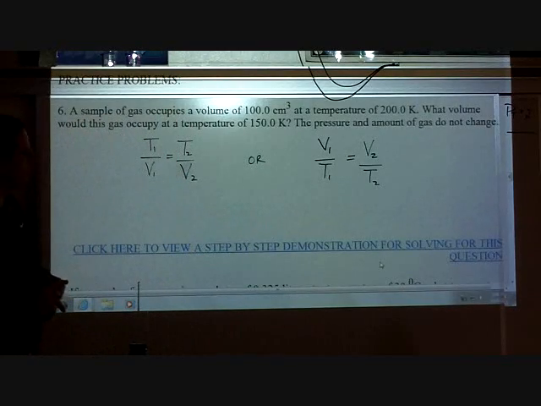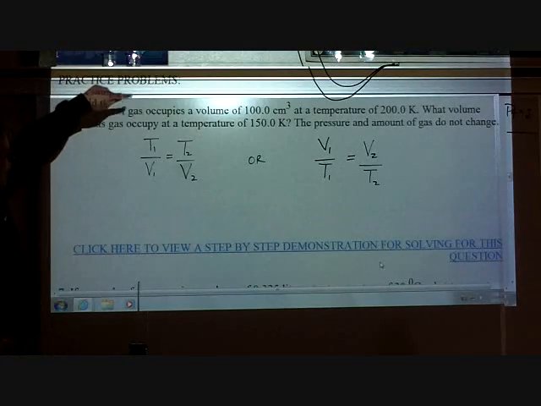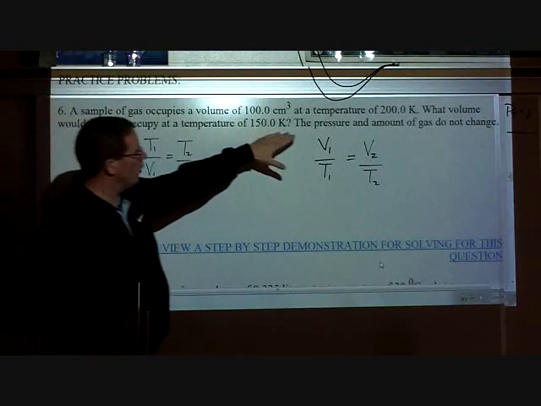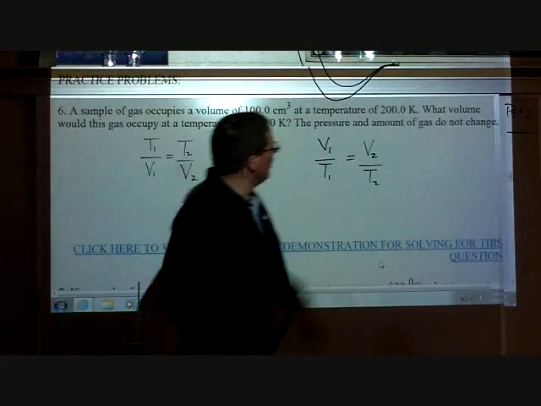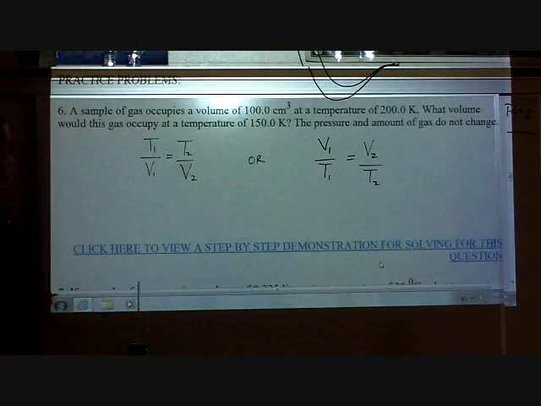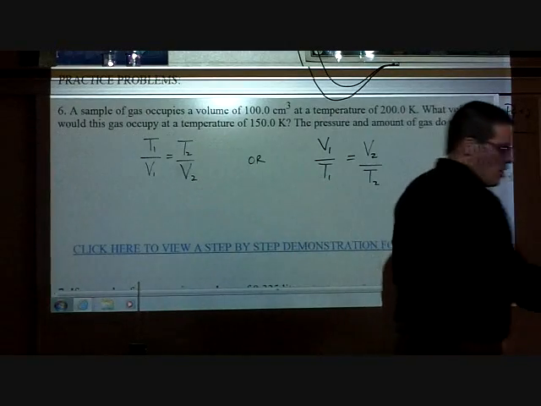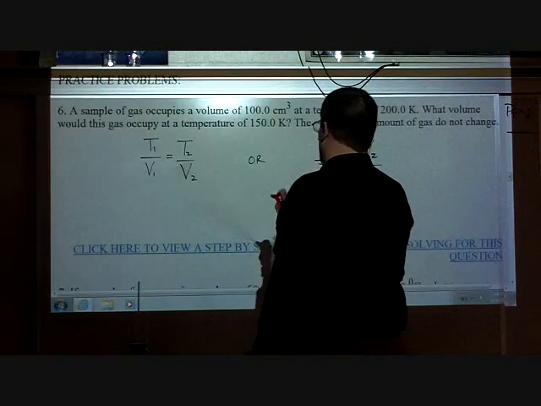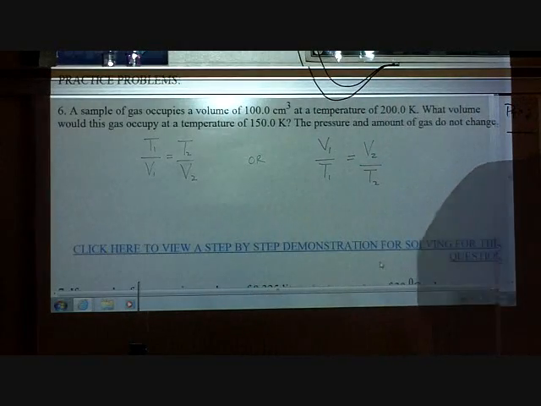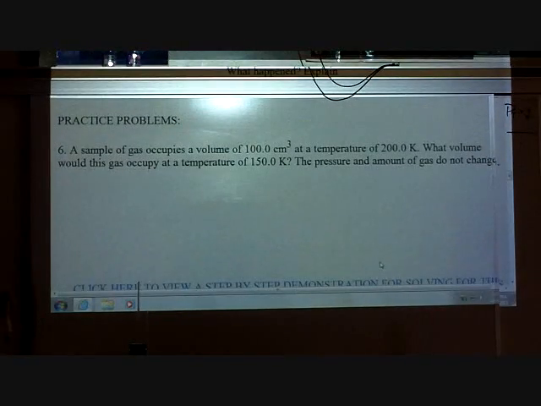Okay? So, in this problem here, everybody have that written down at once. I'm going to zap that here. The question states: a sample of gas occupies a volume of 100 centimeters at a temperature of 200 Kelvin. The question asks, what volume would this gas occupy at a temperature of 150 Kelvin? And it says that the pressure and the amount of gas don't change. Here's what I would suggest. When you see problems like this, let's identify the variables before we begin.